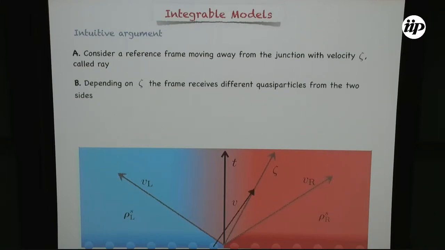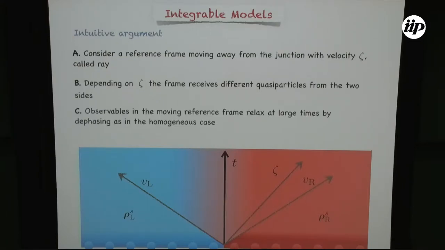The first thing to observe is that depending on zeta, this frame will receive different quasi-particles coming from different sides. For example, if I consider a quasi-particle of velocity v, for this zeta it comes from the left, but if I change zeta, the same quasi-particle will come from the right. So basically, this should tell you that observables measured on these different reference frames should see different physics. So you should expect a different behavior.